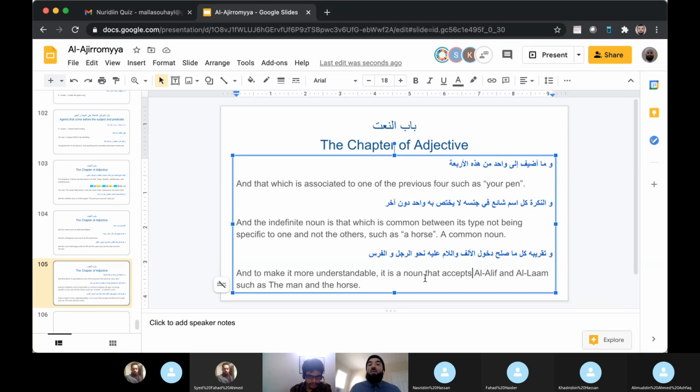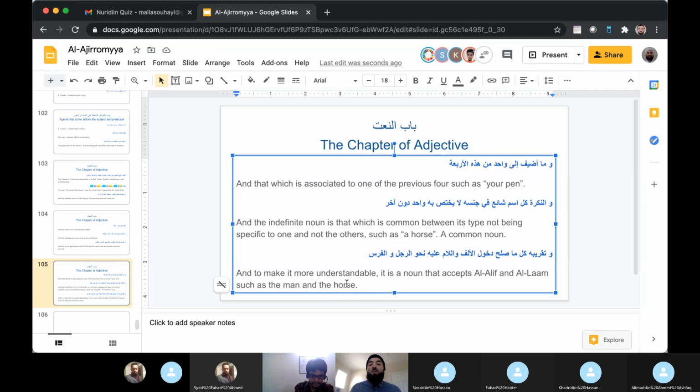If you see a noun that accepts the definite article before it, so that you can make a sentence with the before it, then that noun is indefinite. For example, he gives the example of the man. The reason man is indefinite is because it accepts the. The reason horse is indefinite is because you can put the before it. Does that make sense? Yeah, Sheikh.